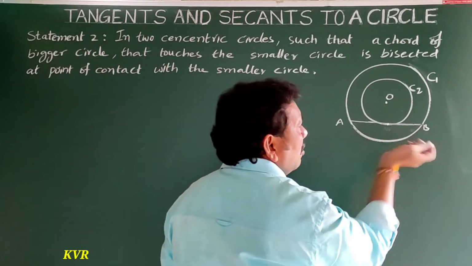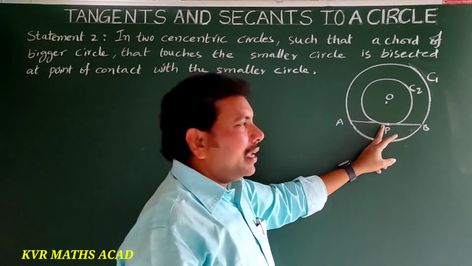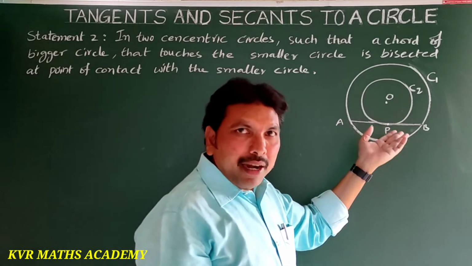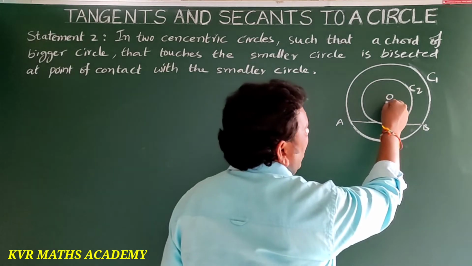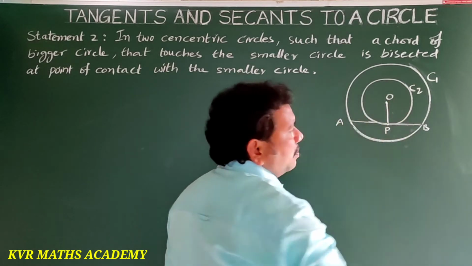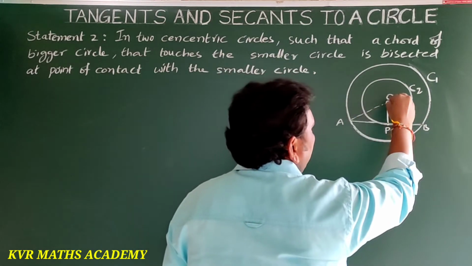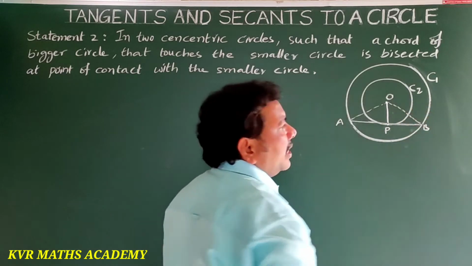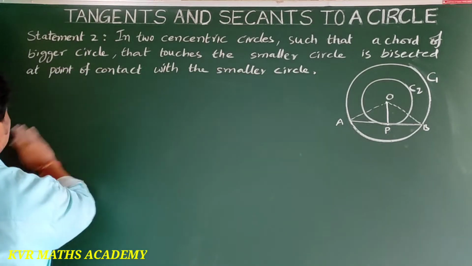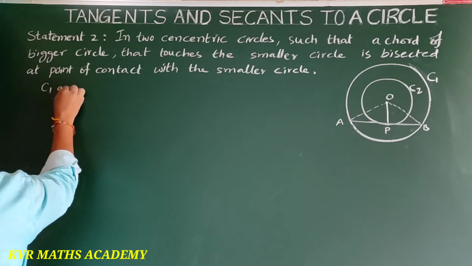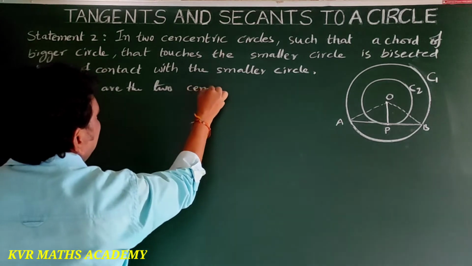It bisects. What do we have to prove? Suppose the point of contact is P, then PA is equal to PB. We have to prove this. First draw a radius towards P. OP is the radius. Next join OA, the radius of the bigger circle. First write down what is given. C1 and C2 are two concentric circles.